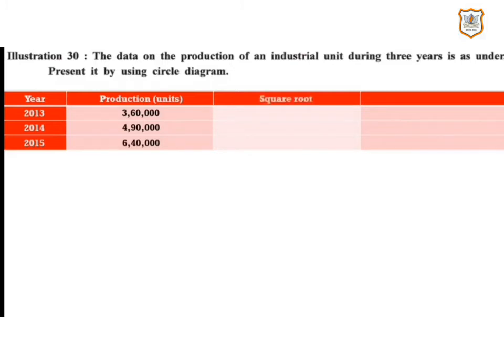The square root of 3,60,000 will be 600. 4,90,000 square root will be 700. 6,40,000 square root will be 800. So to minimize it, getting the radius here is not enough. We have to make it simple. So we'll make it simple by dividing by 100. 600 divided by 100 will give you 6. So we have simplified it, then 7 and then 8. So here we are going to draw circles with radius 6 centimeter, 7 centimeter and 8 centimeter.